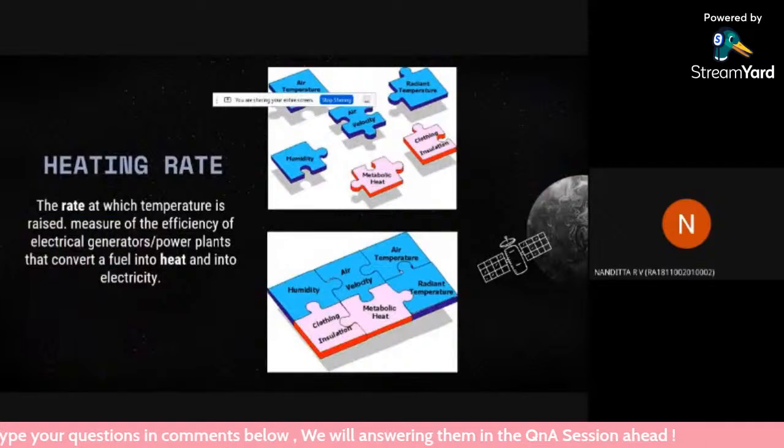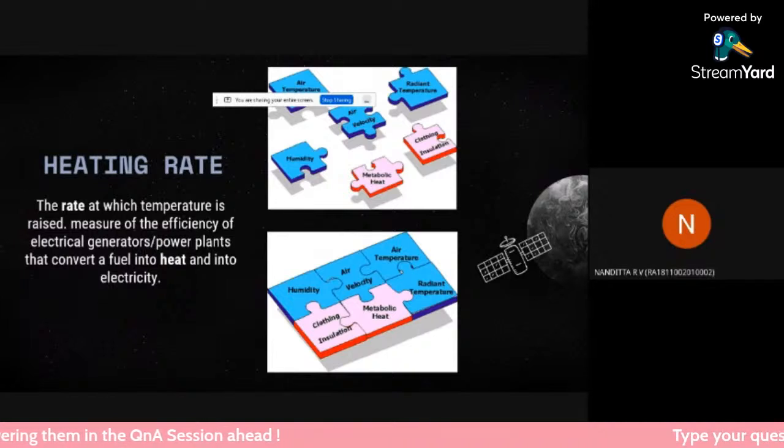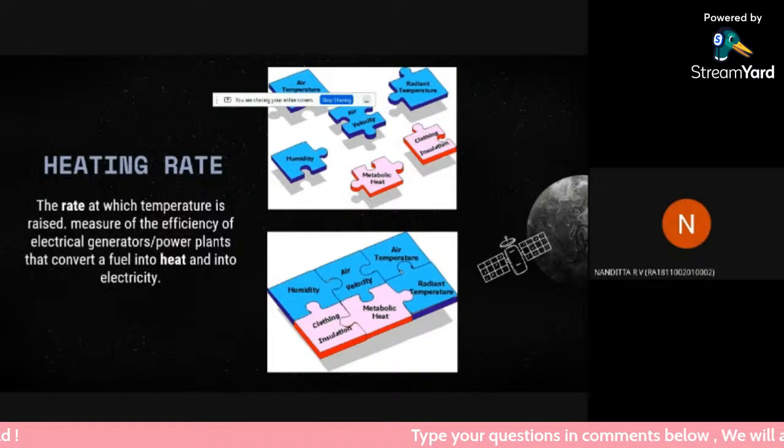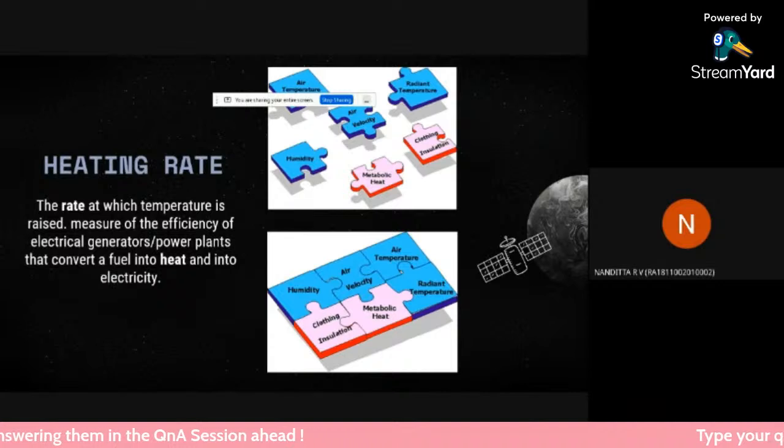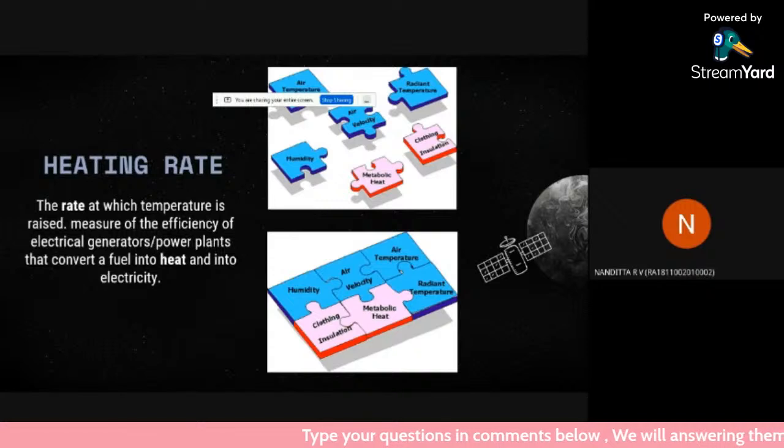So what is heating rate? Heating rate is the rate at which the temperature is increased. It can also be the efficiency of an electrical generator or a power plant in which it can convert a fuel into useful heat and finally convert it into electricity. Here you can see two pictures which depict the parameters of heating rate. Some of them are related to space, the others are related to atmospheric conditions on Earth.